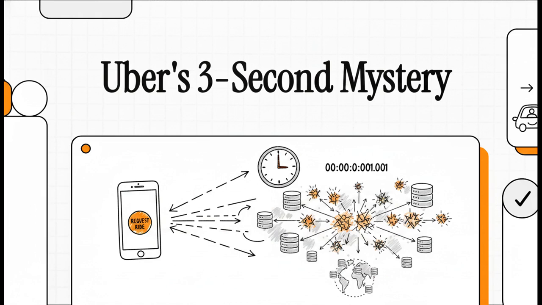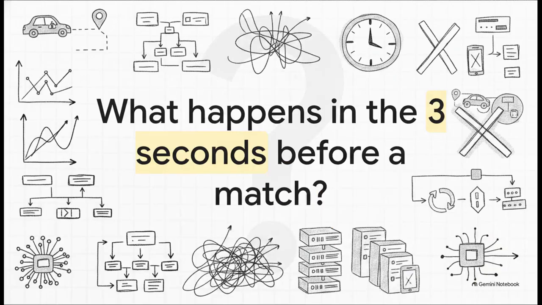But behind that single tap is a massive, globally distributed architecture working frantically. It's using things like Google S2, spatial geometry, a dispatch engine called Disco, and atomic distributed locks just to solve one of the hardest computer science problems in the world. And it's all just to make sure your ride actually shows up. So, what really goes down in those 3 seconds before a driver is successfully matched to you?